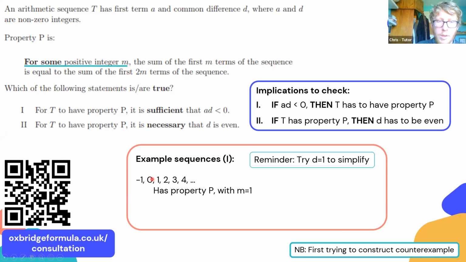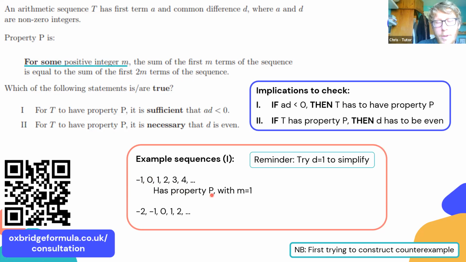It's just that 0. Down a little bit. And we have a sequence before that which is also length 1. So that's why m equals 1. If m was 1, we're looking at just the first 1 term, then it adds up to -1. If we're looking at the first 2m terms, which is the first 2 terms, that also adds up to -1. So that does have the property p. So we haven't found a counterexample yet. So let's try another one, see if we can find another counterexample.